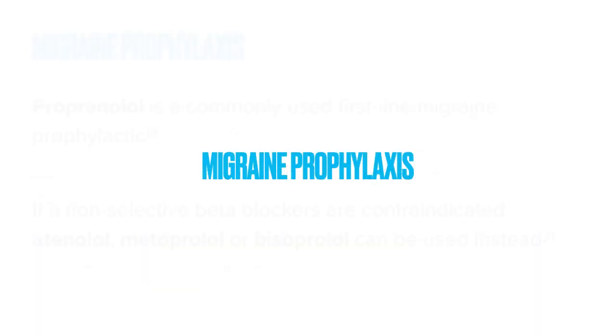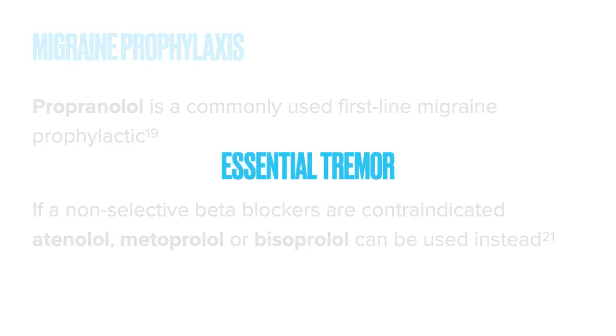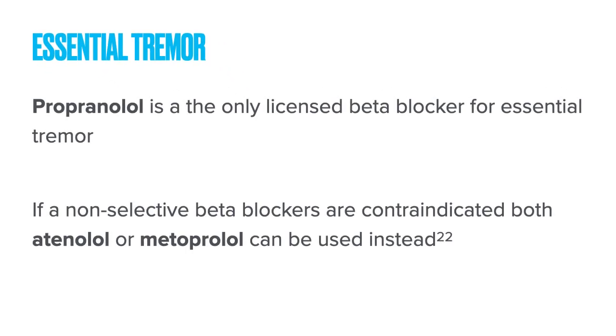Migraine prophylaxis, we most commonly use propranolol, and it does have by far the biggest evidence base. However, if you can't use a non-selective beta blocker, there is evidence for use of atenolol, metoprolol or bisoprolol in treating migraines. Lastly, essential tremor. For essential tremor, only propranolol is licensed as treatment. However, if you can't take a non-cardioselective beta blocker, then I have found evidence that metoprolol or atenolol could also be used.